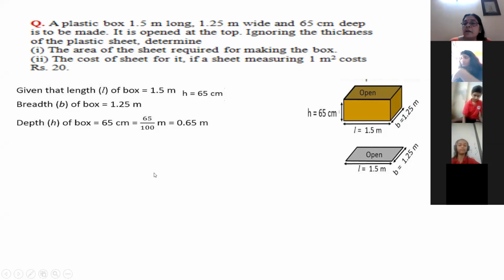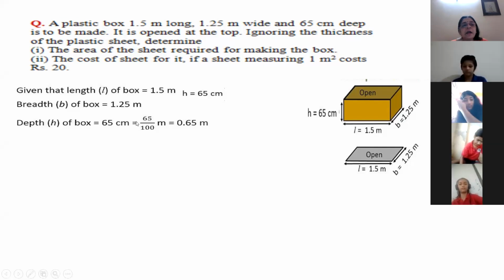So we know 1 meter is equal to 100 centimeter. So we divide 65 upon 100. Small to big, divide. Okay. So we get 0.65. That is, 2 decimals we move and we get 0.65. Fine. Now, how many faces area we have to find?